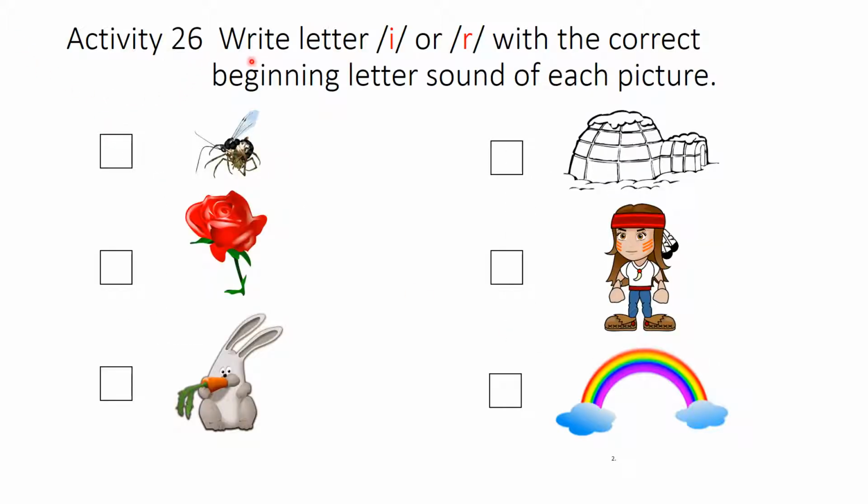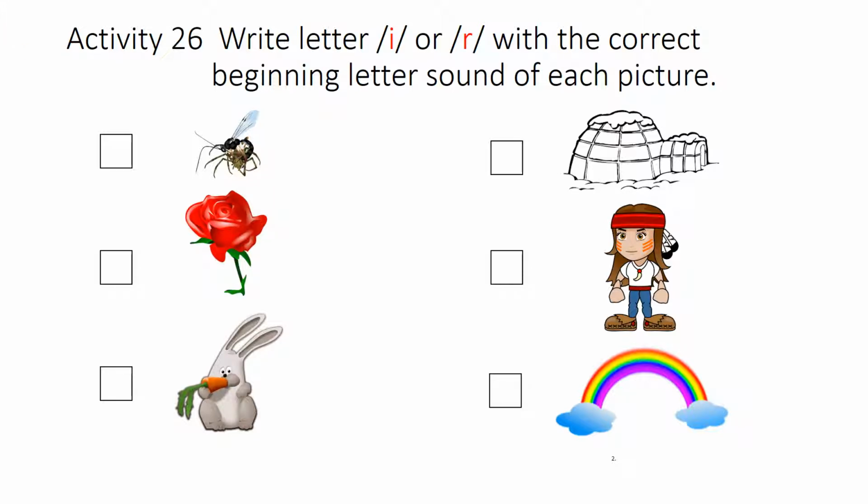Activity 26. Write letter I or R with the correct beginning letter sound of each picture. So just write here I or R with the correct beginning letter sound of these pictures. You can use your paper and write your answers there. Pause this video and be back if you're done.